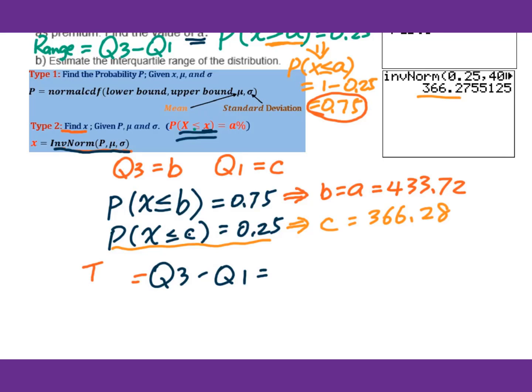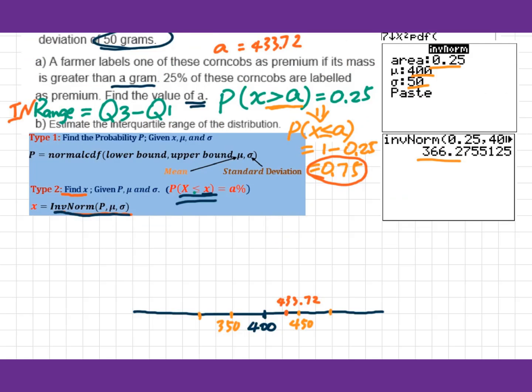That's the interquartile range. So this is not the range, it will be the interquartile range. That's 67.44. Or you can use the property of the first quartile and then the third quartile.